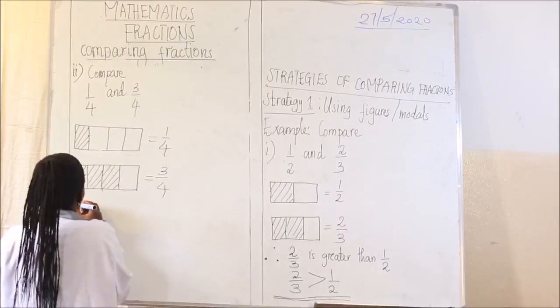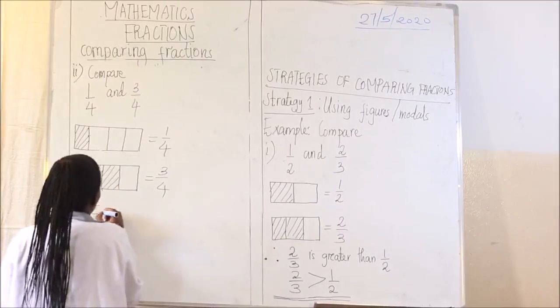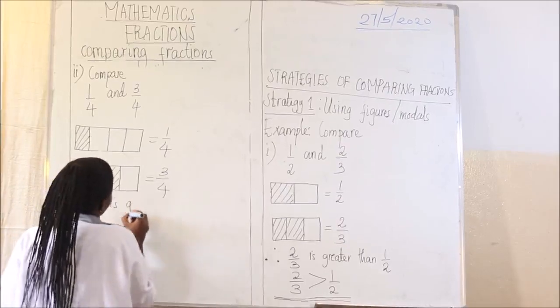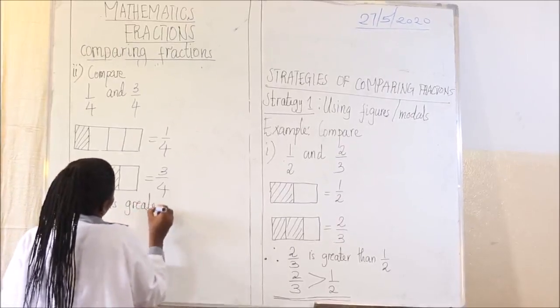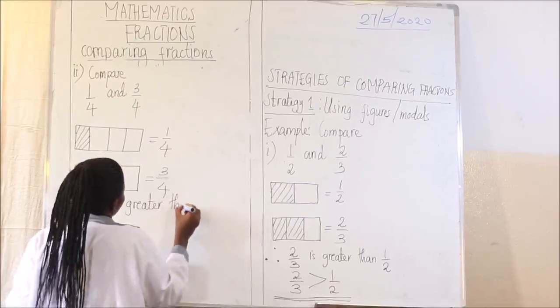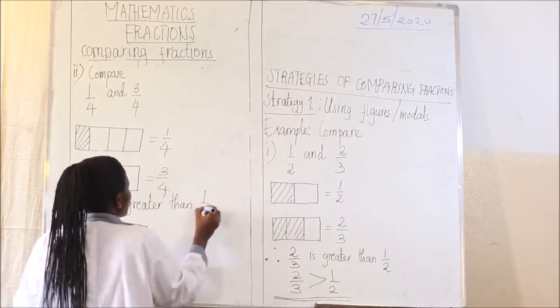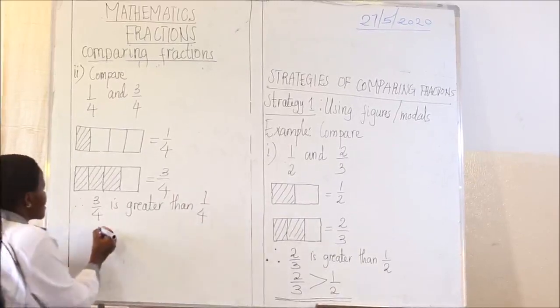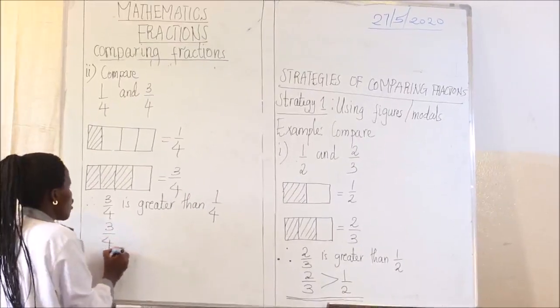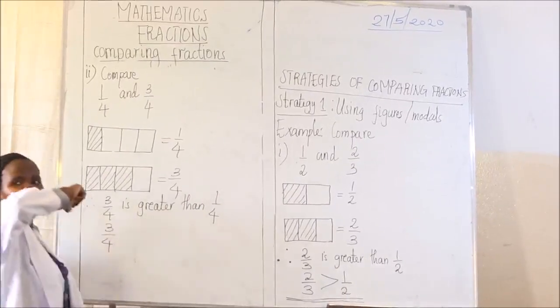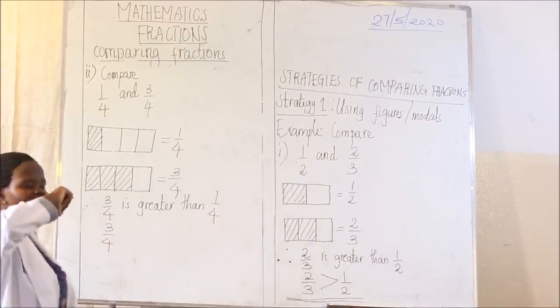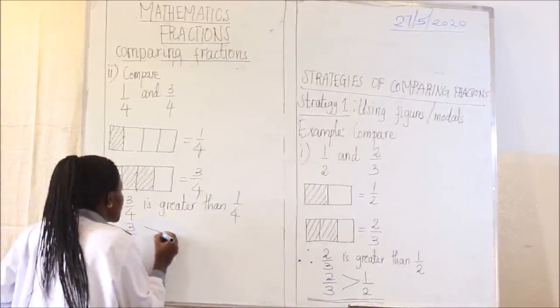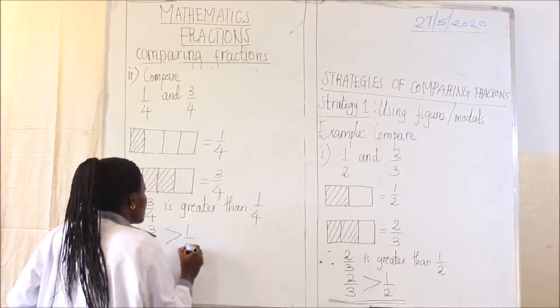Here you can say, therefore, 3/4 is greater than 1/4. Or mathematically, we can write this one as 3/4. We have said the sign of greater, we are using our right hand. So here it will be this one here, 1/4.